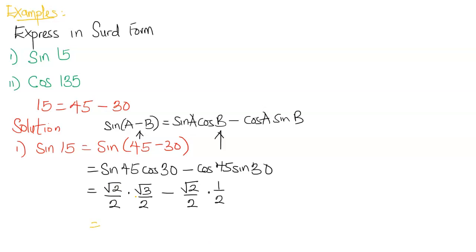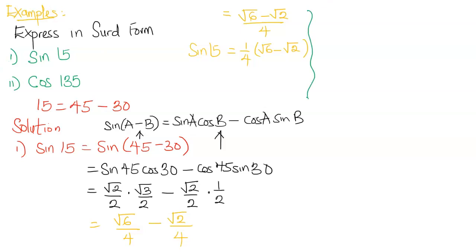Sine 30 is 1/2. Multiplying these, root 2 times root 3, that's a root 6, over 2 times 2 is 4, minus root 2 times 1 is root 2, 2 times 2 is also 4. Since the denominators are the same, this becomes root 6 minus root 2 over 4. And of course, I can write this as 1 over 4 brackets root 6 minus root 2. This is the value of sine 15 in short form.